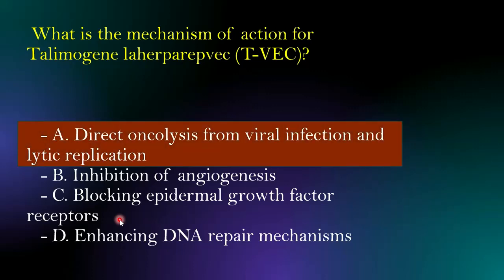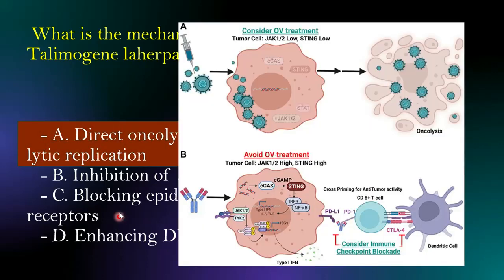Why do we say direct oncolysis? In direct oncolysis, the virus is injected, it goes inside the tumor cell and destroys the tumor cell. That is direct oncolysis. There is another method, indirect oncolysis, where the virus goes into the tumor cells. It does not destroy the tumor cells by itself, but it attracts the immune system, and the immune system comes and destroys the tumor cell. That is the indirect method. TVEC causes direct oncolytic mechanisms.